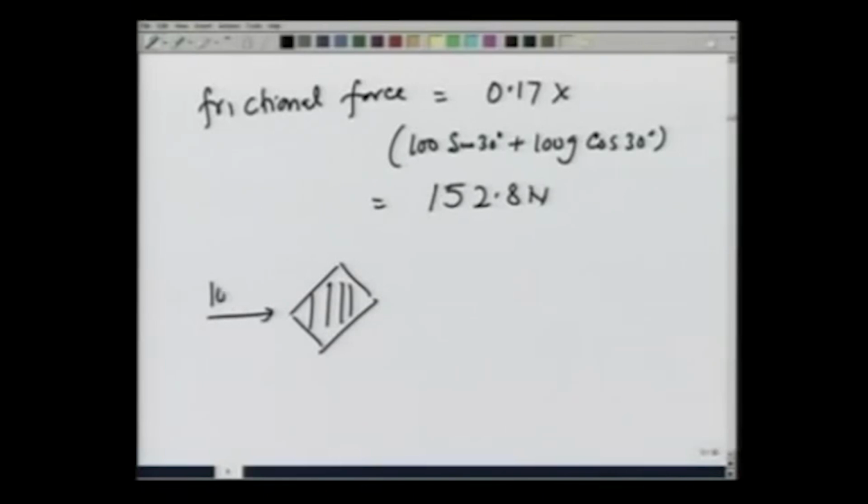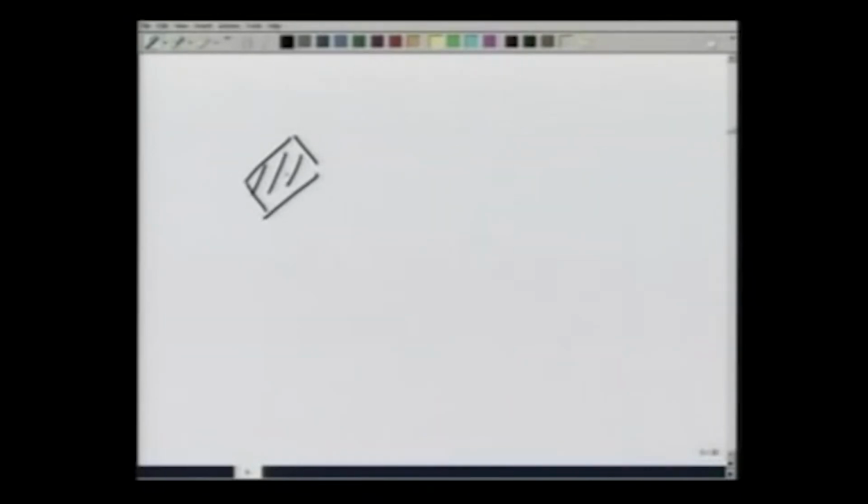Here is 100 newtons, here is 100 g, this is the normal reaction, and this is the frictional force of 152.8 newtons. As I said earlier, there is another way of doing this problem, and that would be that given this block and given this force F, which could be 600 newtons or 500 newtons or 100 newtons.